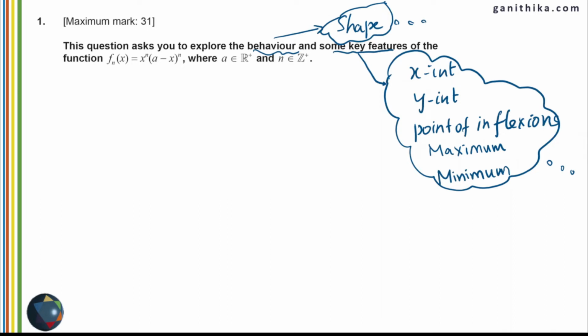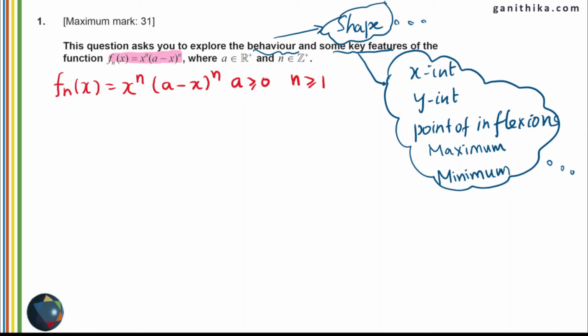Behavior means shape of the function, whereas key features mean x-intercepts, y-intercepts, points of inflection, maximum, minimum or any stationary point. All these points are key features of the graph, whereas the shapes give you the behavior of the graph. In this case, the function is x power n times (a minus x) the whole power n, where a is a positive real number and n is greater than or equal to 1, n is an integer. This is the condition we have, so this is what we are going to deal with.